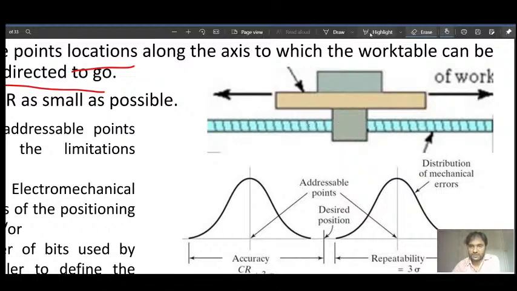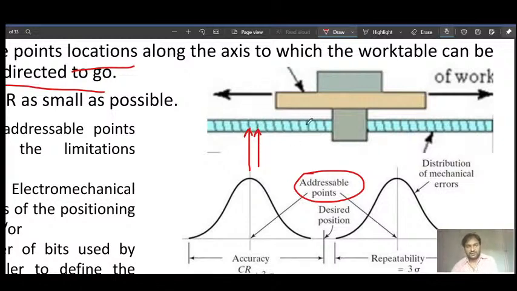There are two points: the addressable point and the desired position. Suppose these two addressable points are closely located. Although they are shown this way, suppose this one is one addressable point and the next is another addressable point. So these are two addressable points.